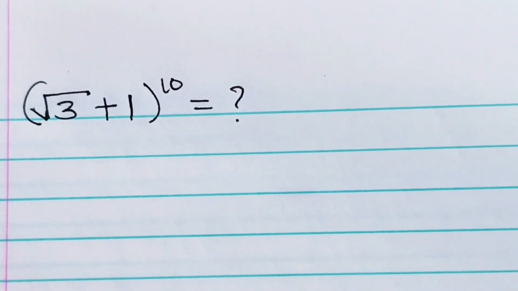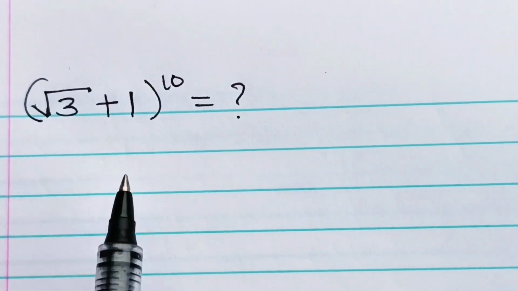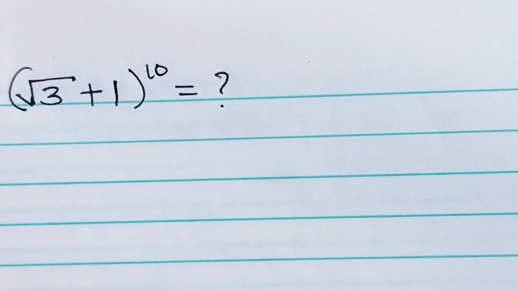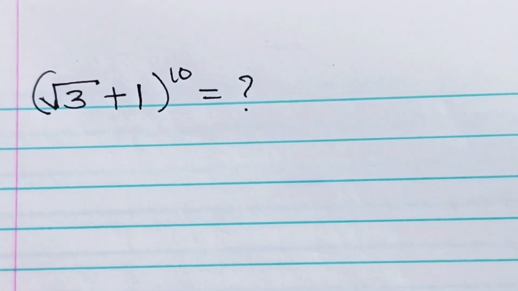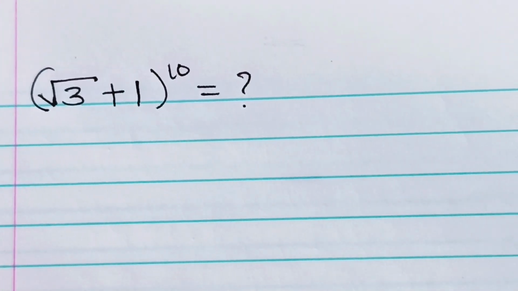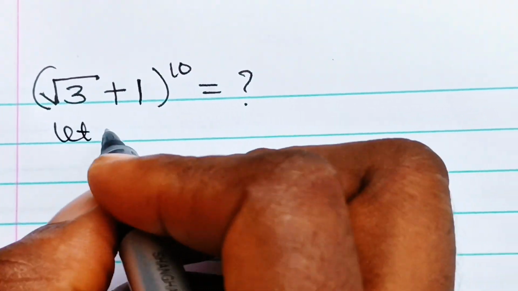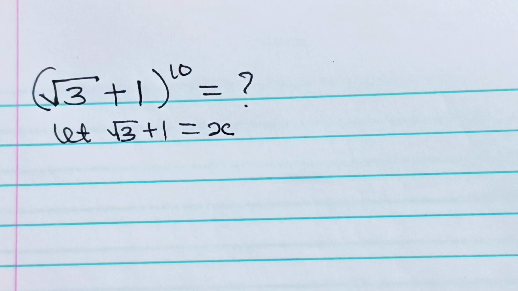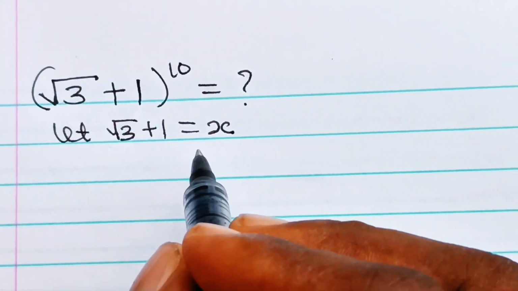Hello, let's simplify this particular question, okay? Now, the first thing we need to do is to understand what this question is all about. And to simplify it, we are going to say let square root of 3 plus 1 be equal to something. So let's call it x.